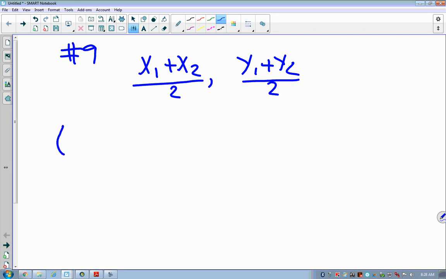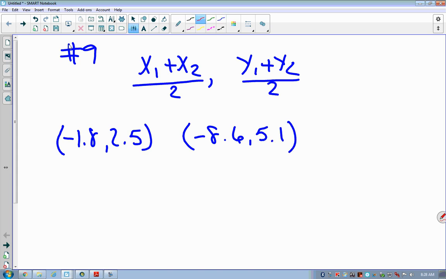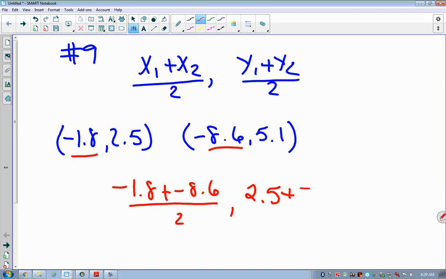All right, our sets of coordinates were, let's see, negative 1.8, 2.5, negative 8.6, 5.1. Okay, so I've got x1, x2. So negative 1.8 plus negative 8.6 divided by 2. My y1 and y2 are 2.5 plus 5.1 divided by 2.